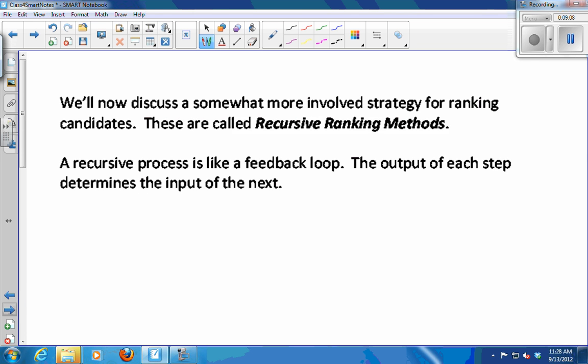Okay, so we're now going to discuss a somewhat more involved strategy for ranking candidates. So that one was really sort of intuitive. It just was an extension of what we already knew how to do. This one is called a recursive ranking method. It's like a feedback loop. So the output of each step determines what you do next.